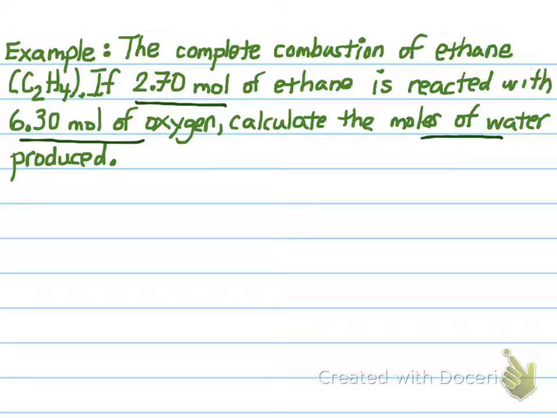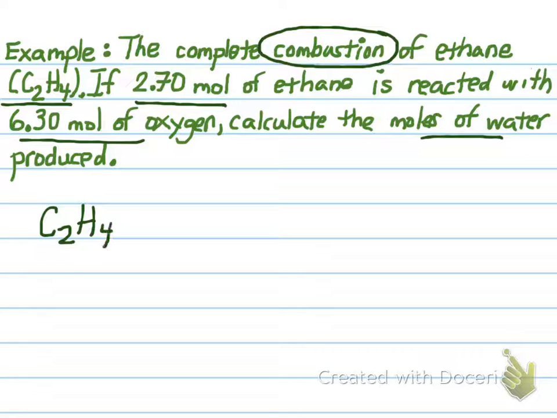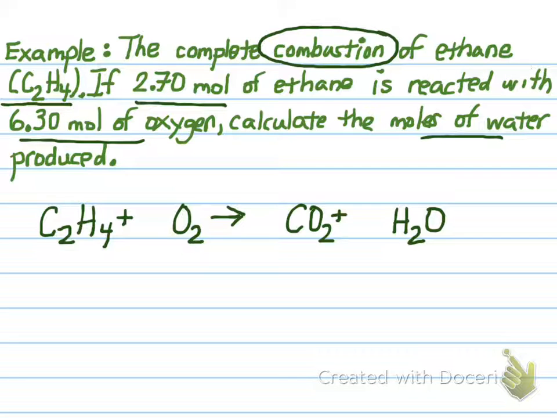Now, again, we have some clues here. They tell us it's a combustion reaction, and they give us the formula of ethane, so we know we have C2H4. Now, for combustion, remember, for something to burn, there's always another reactant we need, which is oxygen gas, O2. And the products of all combustion reactions are carbon dioxide and water. So again, this is bringing together the fact that you're able to write and balance a chemical equation. So now it's time to balance this.